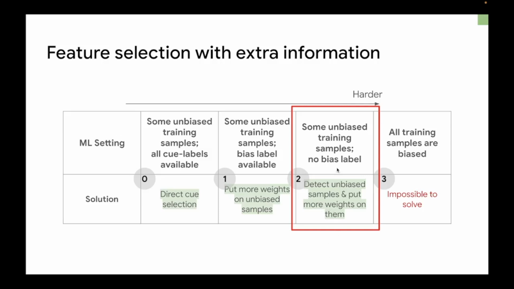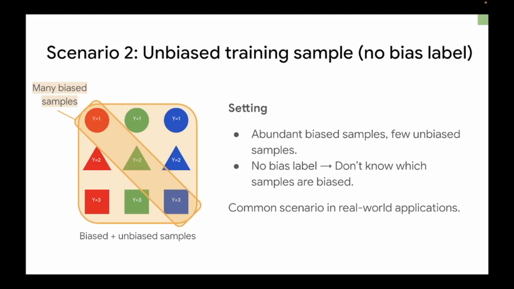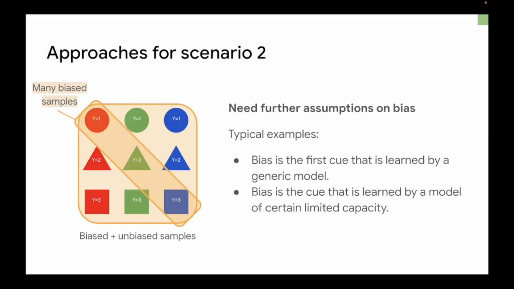The solution in a nutshell here is you can detect unbiased samples and then put more weights on these samples to debias the model again. This setting is quite realistic. You're going to see a lot of these cases in real life. First of all, you're going to see a lot of training samples where the unbiased samples are very rare, and most of the samples are actually coming from some biased distribution. And of course, you're only going to see the task labels, and there's not going to be any bias label. So this scenario is very interesting from a practical perspective. Let's see how we can solve the problem here.